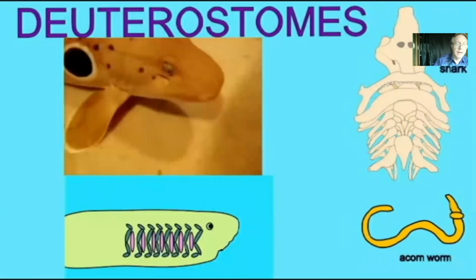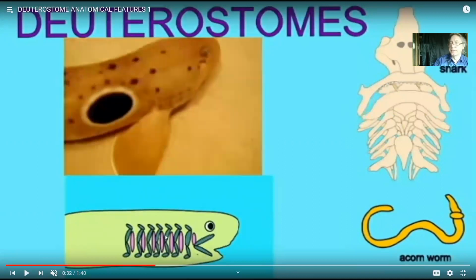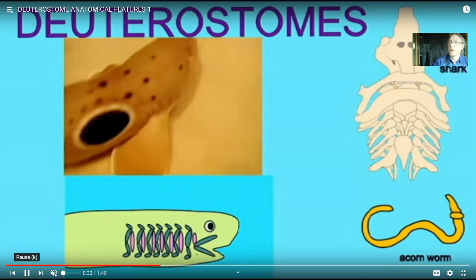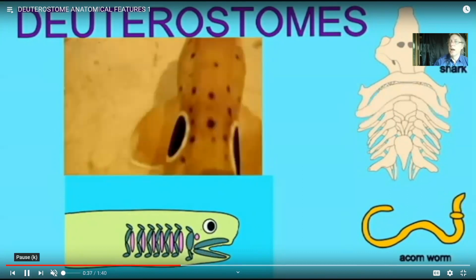One of them is that one of the ancestral features of the group, going back to the early fossil members, seems to be slits in the throat. Acorn worms have slits in the throat, so did some of the fossil members, and obviously this then becomes very important for gills, as I will mention later.